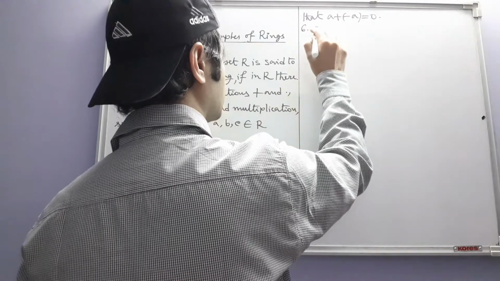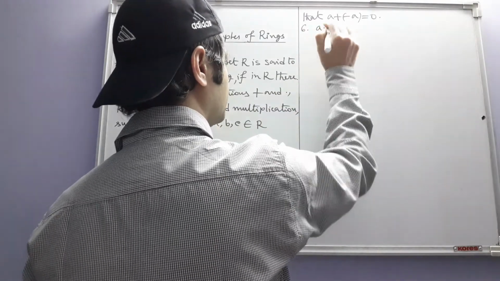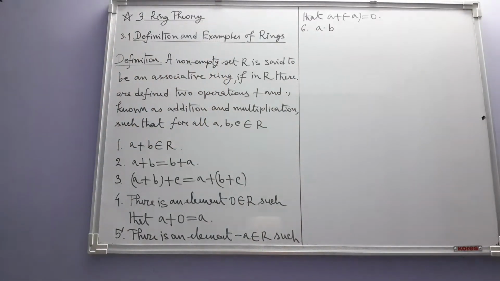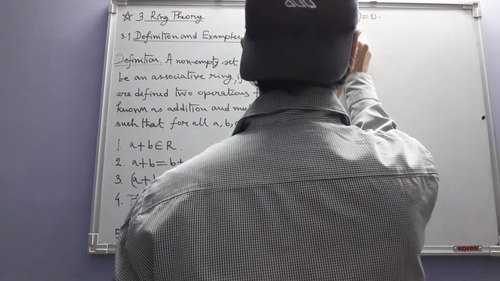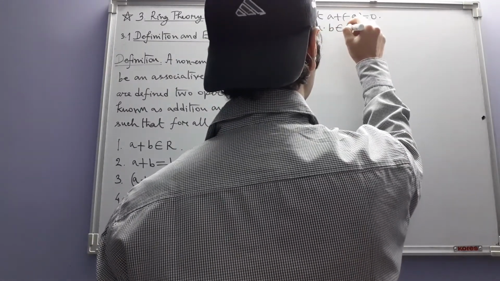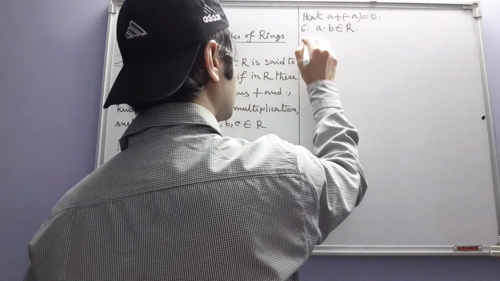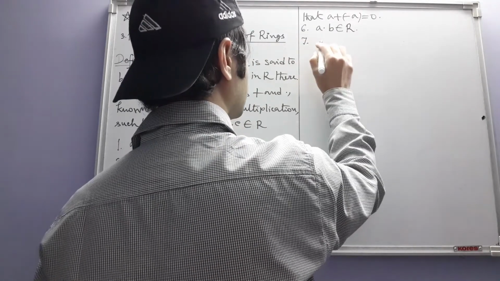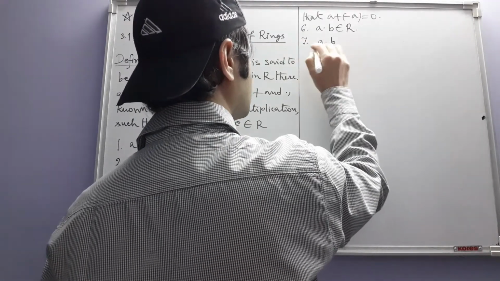The sixth one, A dot B. Now we come to the second operation. A dot B is in R. The seventh one says this.